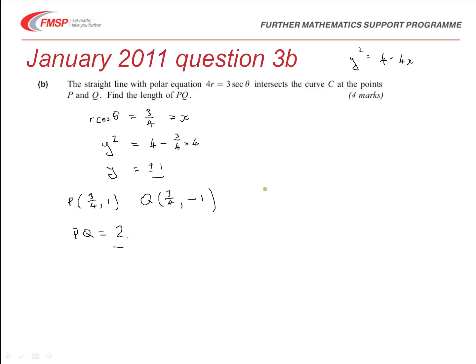So again, a method mark for obtaining the fact that x is 3/4, and an accuracy mark as well. And then the fact that you then manage to get y as plus or minus 1 on the way to finding these two coordinates, and then finally stating that the distance between the 2 points PQ is 2 is going to give you 1 mark.